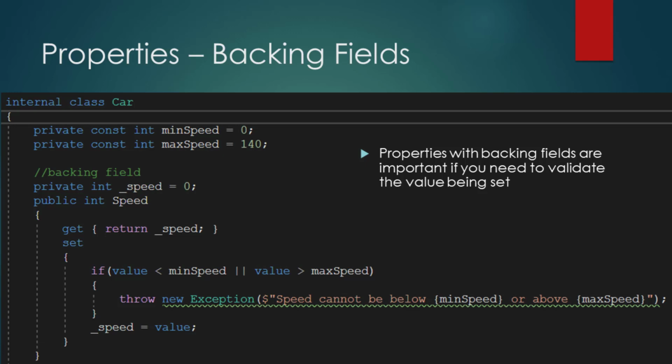If your property has a backing field, the best practice is to make that field private, though it is not technically required. One of the cool things about using properties with backing fields is that you can set some validation logic for what the value of your property can be. For example, if the value that we are trying to set speed to is less than the minimum speed or greater than the maximum speed, we can throw an exception and prevent that value from being set to our private variable. And if neither of those things are true, then we can simply set the value of speed.